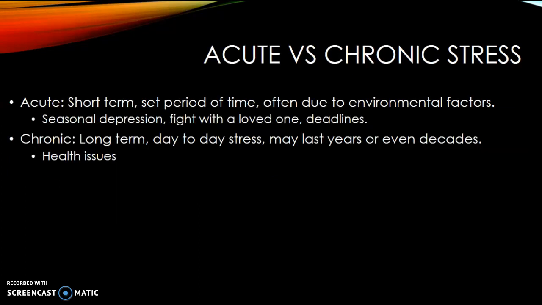Acute versus chronic stress. Acute stress is short-term. It's not specifically a set period of time, but it's a shorter period of time, usually caused by different environmental factors around you. An example of that is seasonal depression. You get depressed at a certain time every year. Winter, rain, things like that just really impact you and get you in a not so great mood. Another acute stress would be a fight with a loved one, or maybe you have a deadline coming up and you're rushing to get that finished.